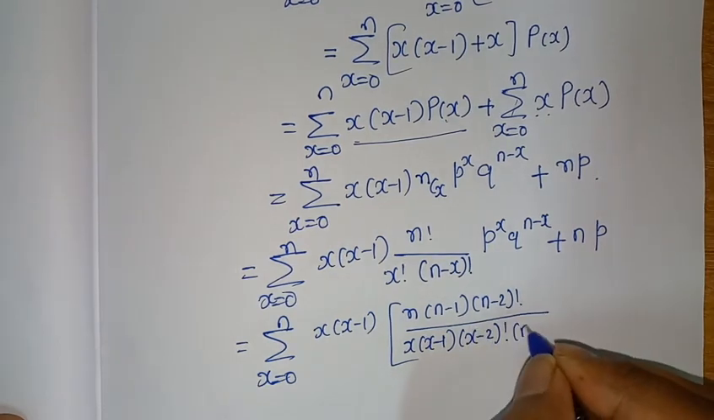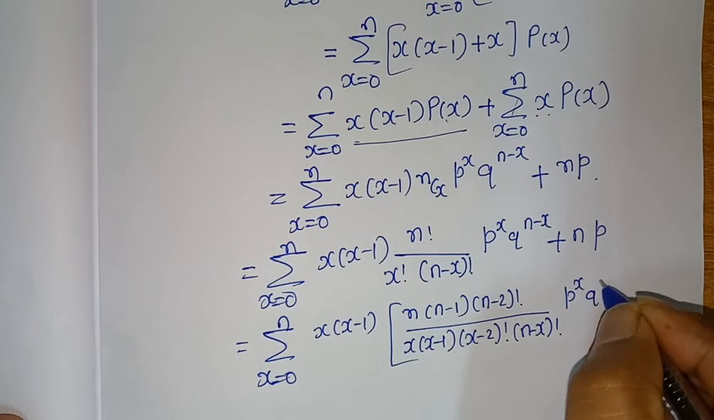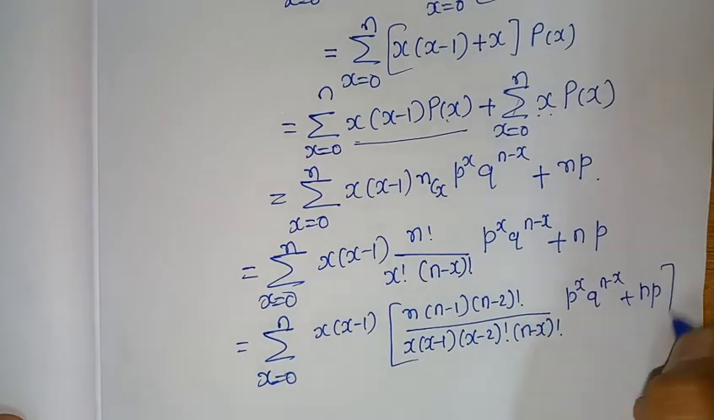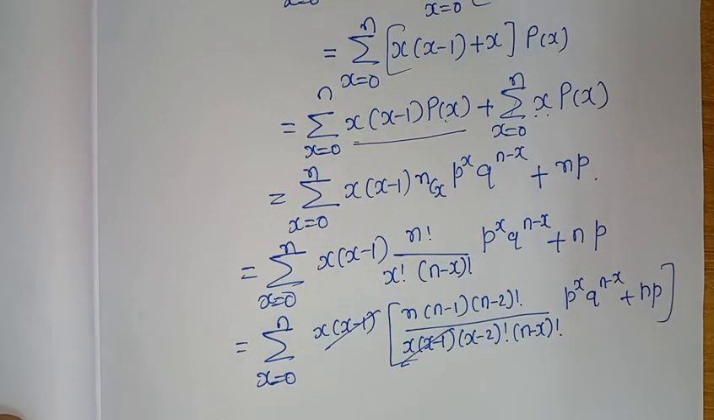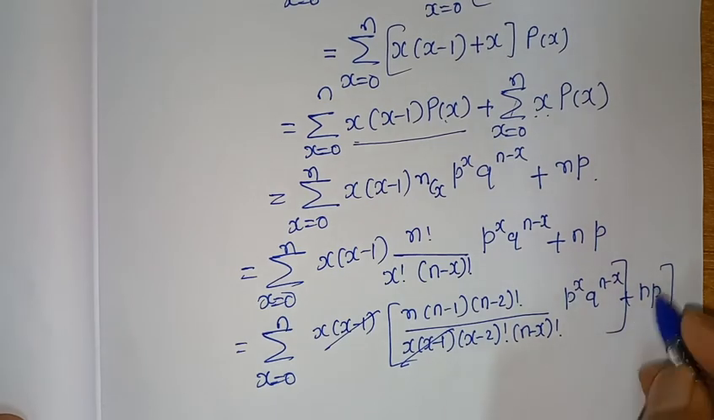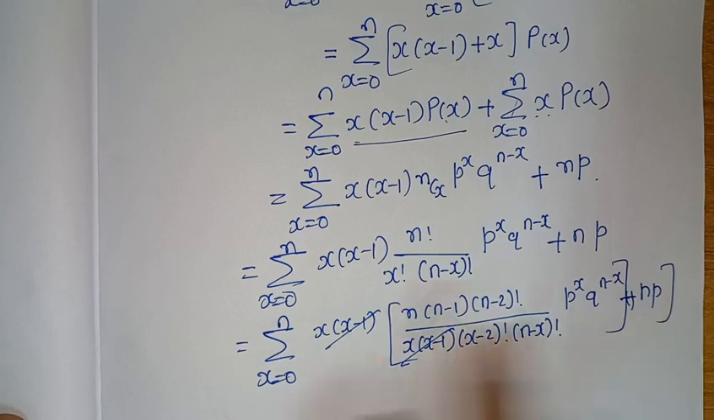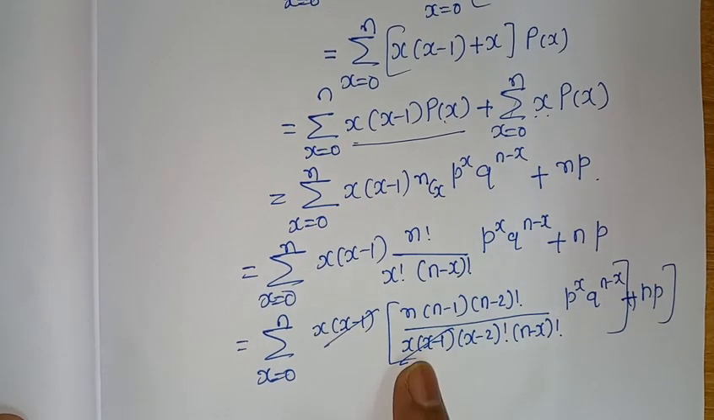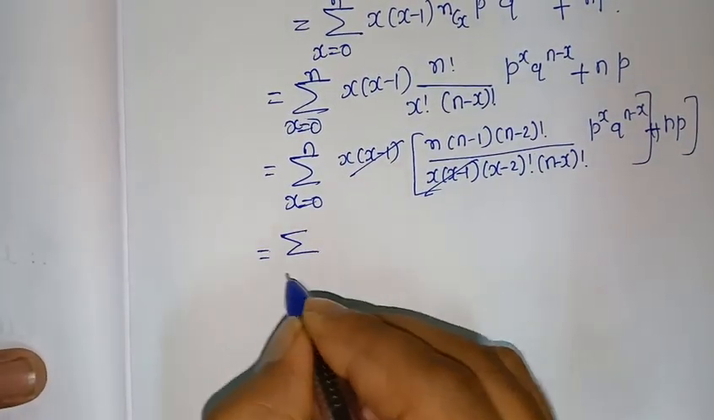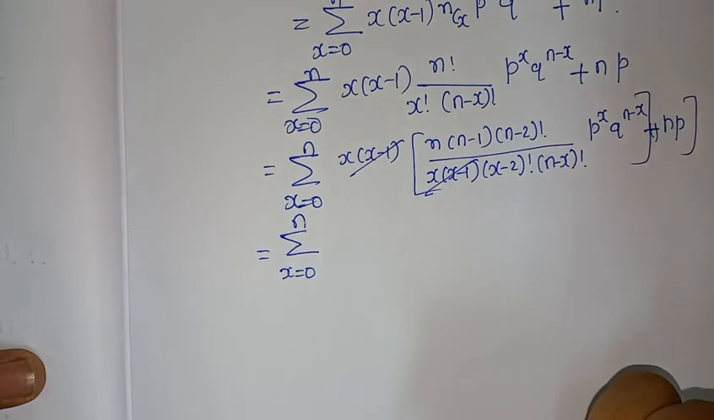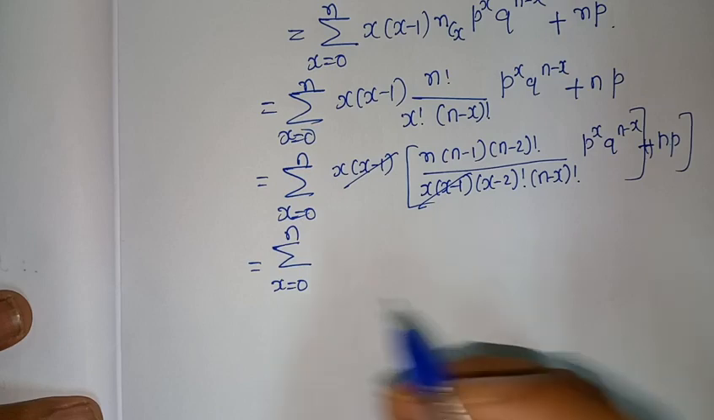So what are we left with? n minus x factorial. So here p power x q power n minus x plus np as it is. Now you can see this and this will cancel. This bracket is only for this term. np is a free term here, so don't get confused. It is not multiplied with this. So x into x minus 1 will cancel here. So what are we left with? We are left with summation x equal to 0 to n. So x into x minus 1 is cancelled.